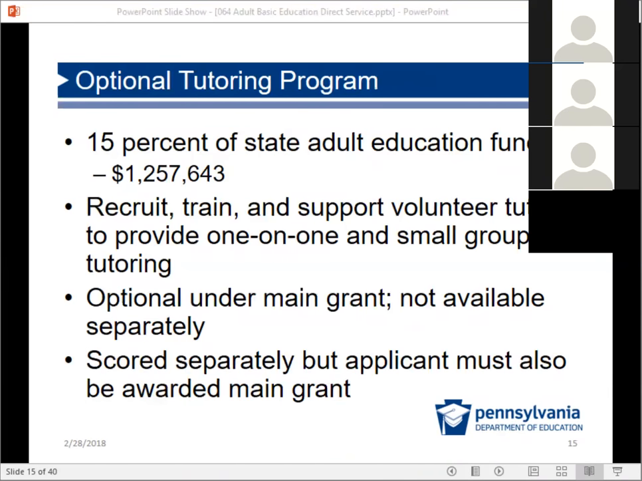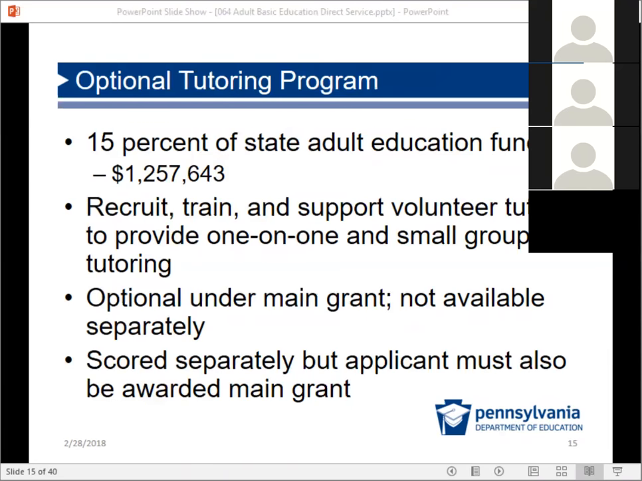Applicants for the Adult Basic Education Direct Service 064 grant that are eligible applicants for state funds may choose to also apply for additional funds under the State Optional Tutoring Program subproject for the sole purpose of supporting a program to recruit, train, and support volunteer tutors to provide one-on-one and/or small group instruction. Details regarding the requirements for tutoring programs are in Appendix A of the Adult Education and Family Literacy Program Guidelines.